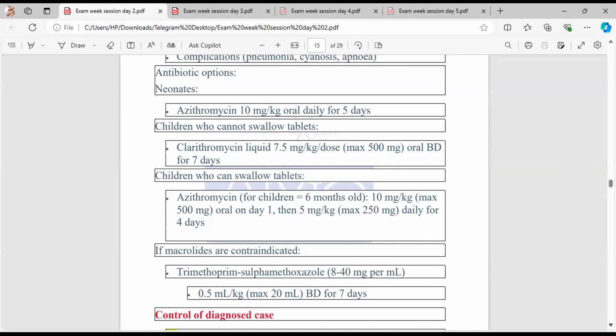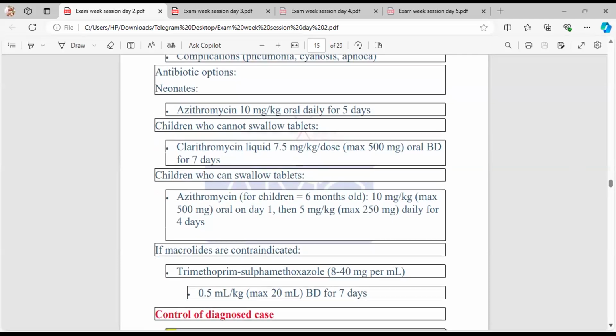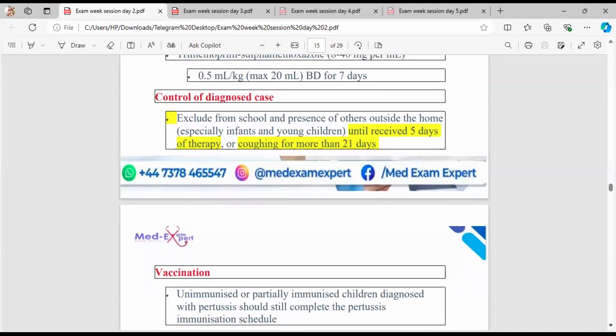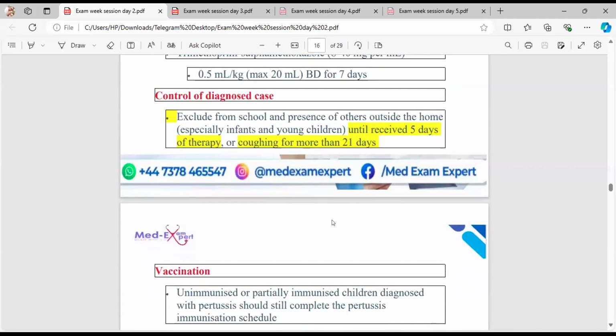Azithromycin or clarithromycin. If the patient is allergic to or contraindicated with macrolides, then your answer will be trimethoprim sulfamethoxazole. Now, school exclusion. In the AMC, they give school exclusion questions, mostly they give school exclusion questions as well.